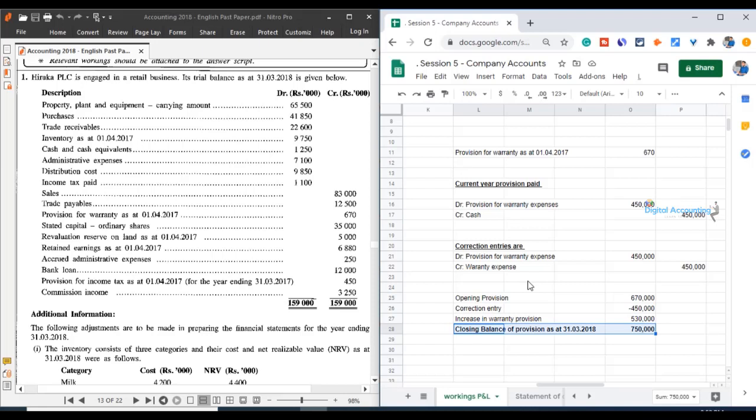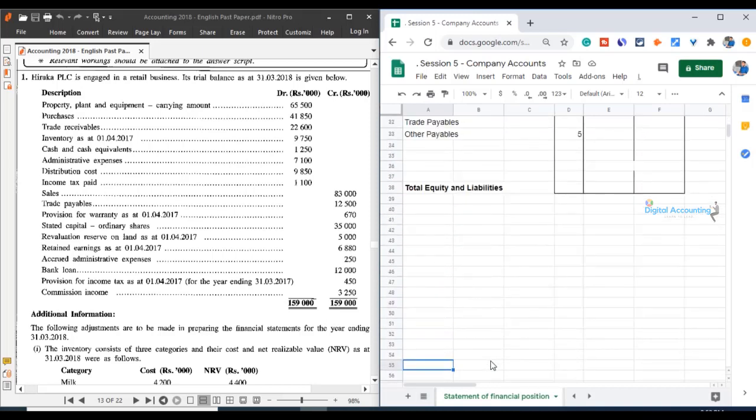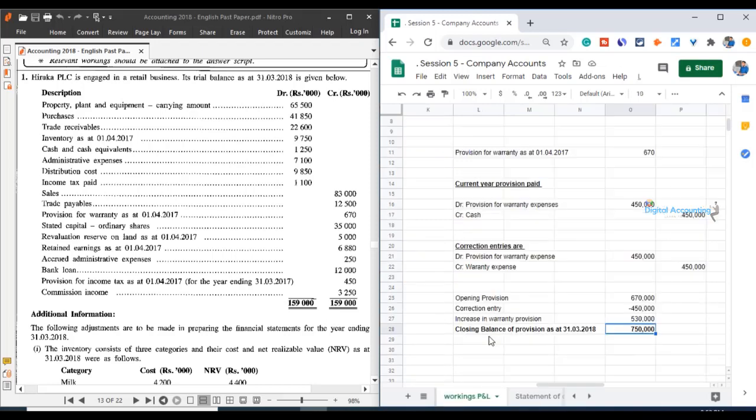They are expecting 750,000 as a warranty expenses. So this is for the current year liability. So this balance, this is actually a provision for warranty expenses account. So the closing balance now is 750,000. So this closing balance will go to balance sheet. So statement of financial position, in the other payable, provision for warranty, that is 750. And any provisions we need to charge only for increase or decrease in the provision accounts.